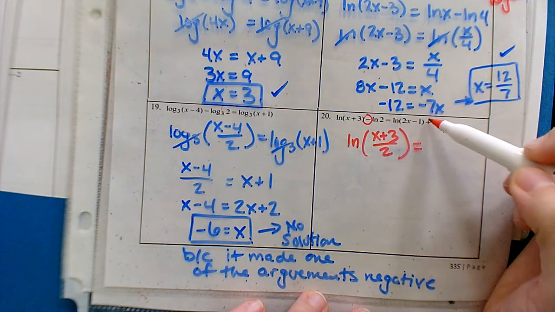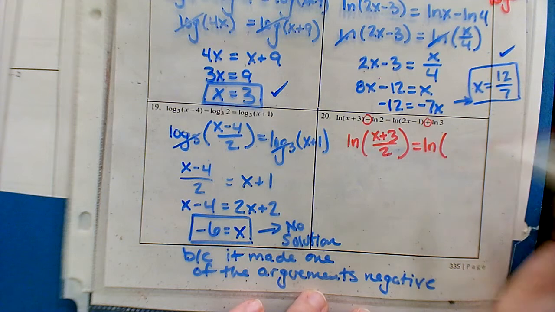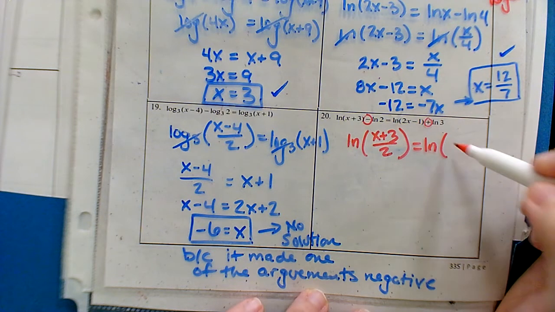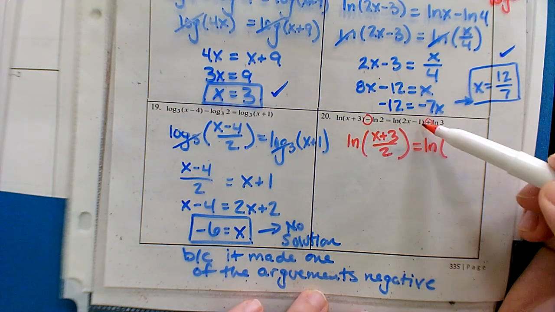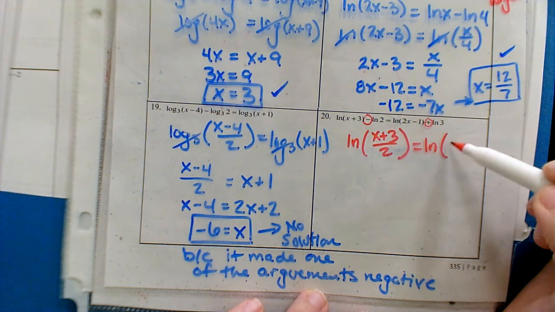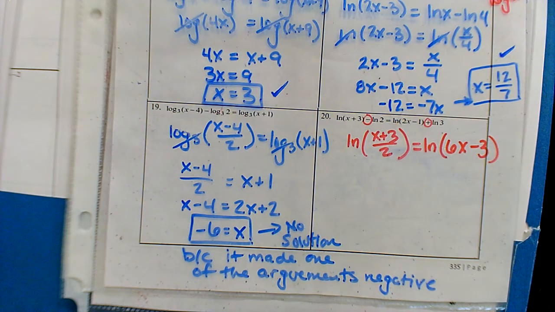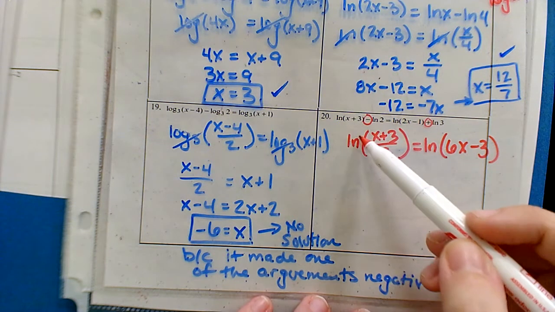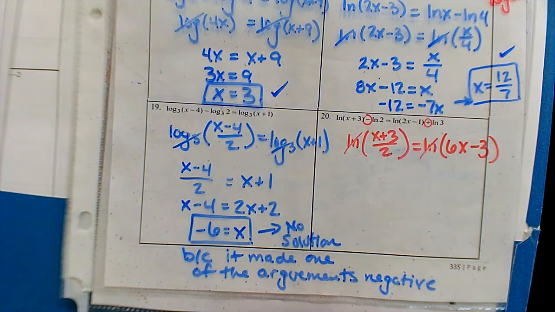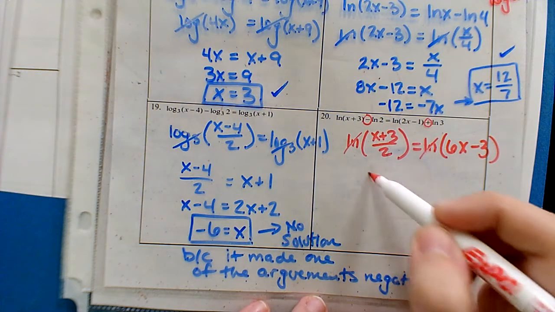Can't you multiply 2x minus 1 by 3? There we go. So we're going to take the argument of 2x minus 1 times the argument of 3. So that would be 6x minus 3. Looks good. 1 log on the left, 1 log on the right. They're exactly the same log, so of course we know they're equal to each other. Let's just focus on the arguments.